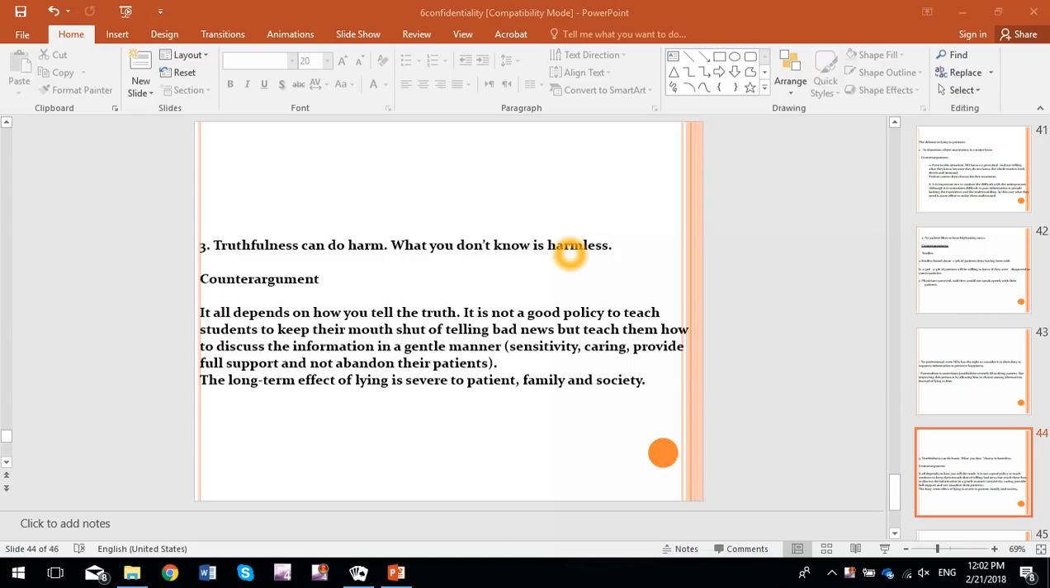Now, it is not a good policy to teach students to keep their mouths shut instead of telling bad news. And I'm talking here about bad news. It is not a good policy to teach medical students to keep their mouths shut instead of telling bad news. But we need to teach them how to discuss the information, even the bad news, in a gentle manner, with sensitivity, caring, providing full support, and not abandoning their patient.